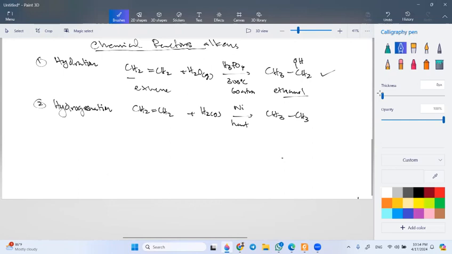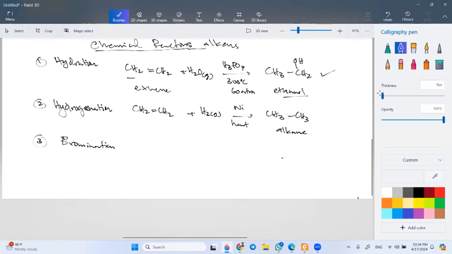Hydrogenation means adding hydrogen. So in that case, we have to use H2 and nickel and we have to heat it, right? So you are getting alkane, okay? Alkane, right? Third one, we can do bromination or any halogenation, okay?